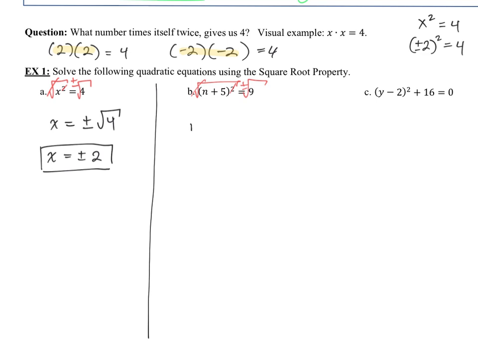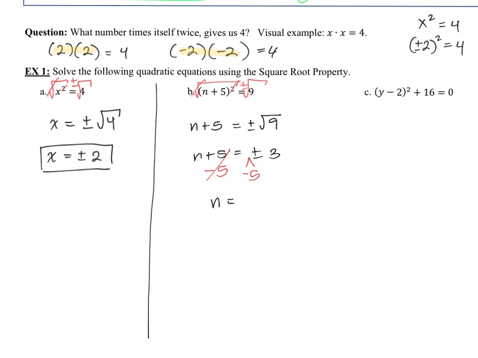And we are left with n plus 5 equals plus or minus the square root of 9. Well, we can simplify plus or minus the square root of 9, so we get n plus 5 equals plus or minus 3. Now, I'm going to try and get n by itself, which means I need to subtract 5 from both sides. Now when we do this, be careful. Normally, you put whatever you're adding or subtracting in front of the plus or minus, okay? Please note that. We'll put it in front, and you'll see why in a sec.